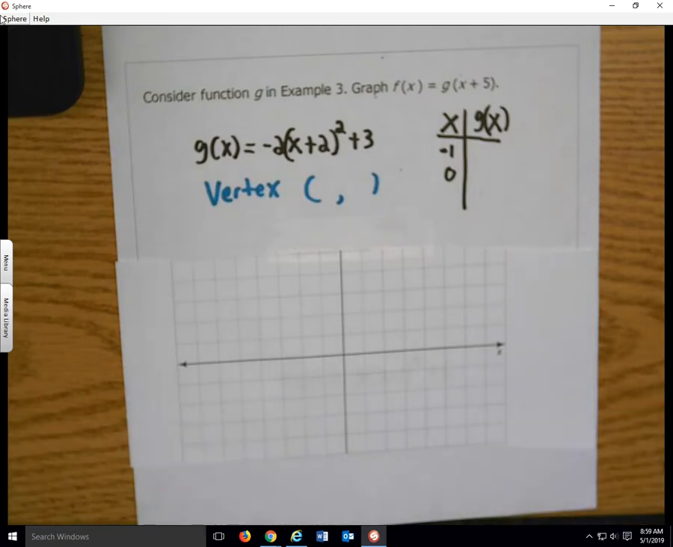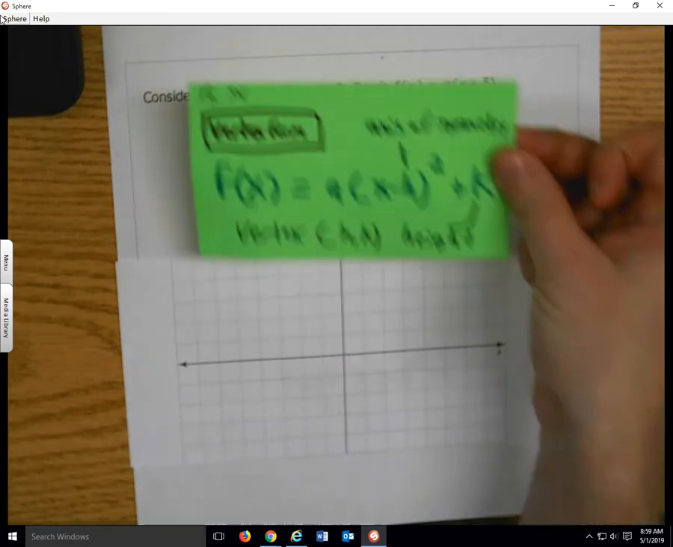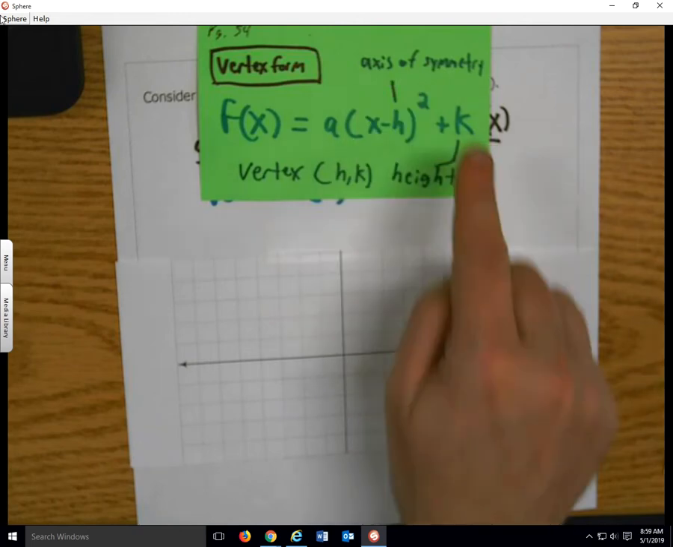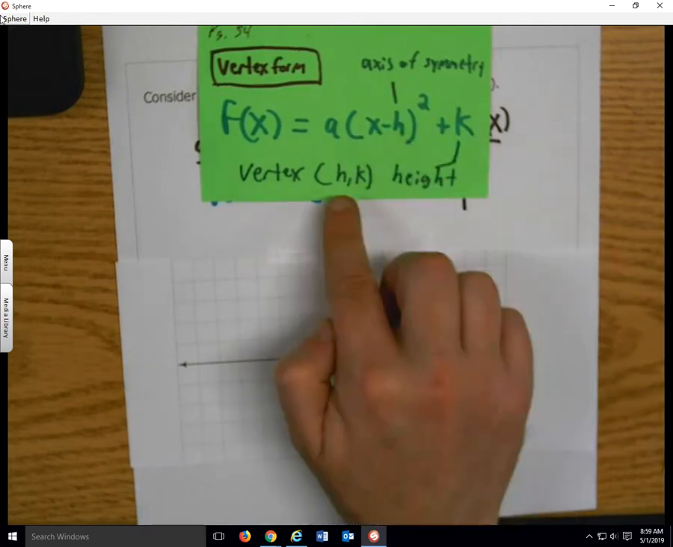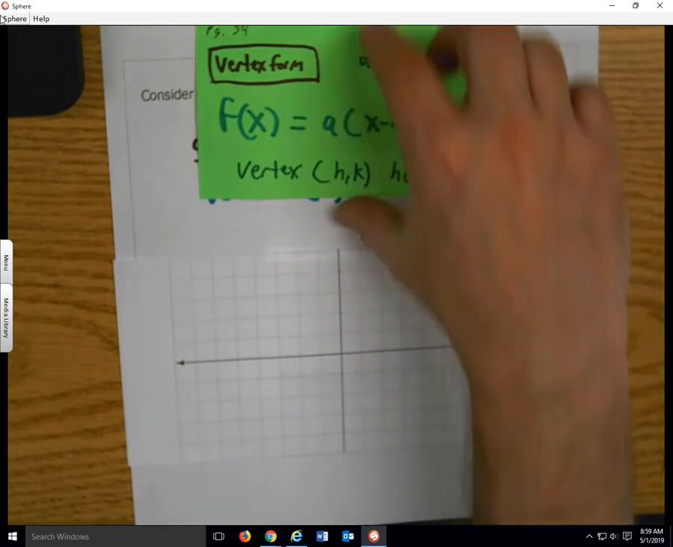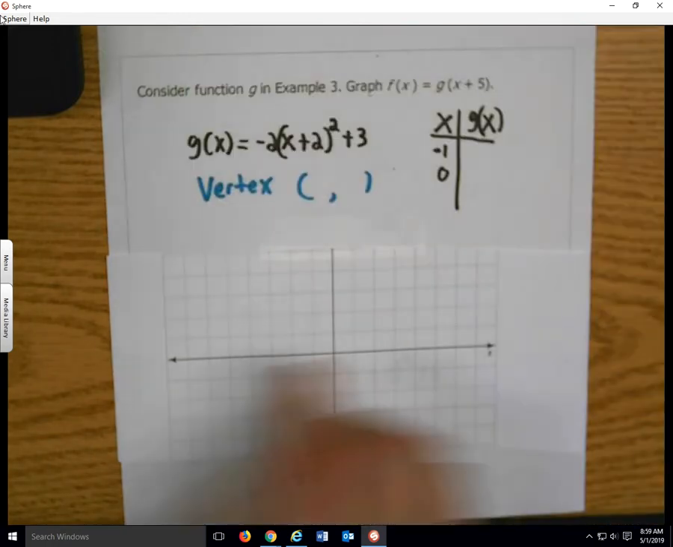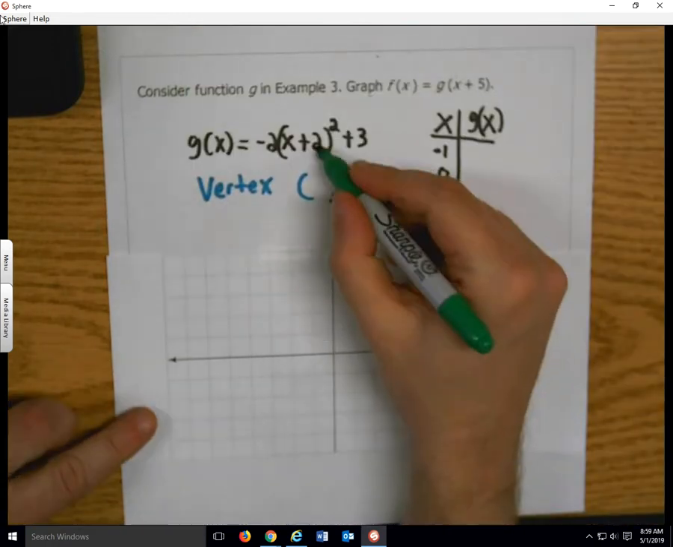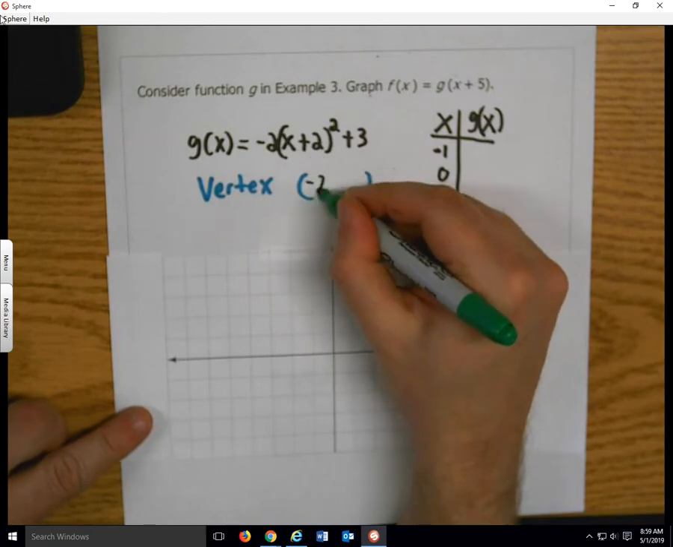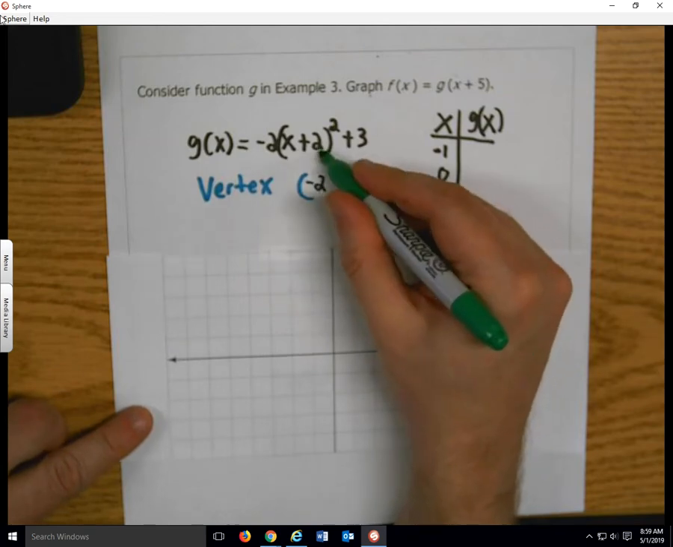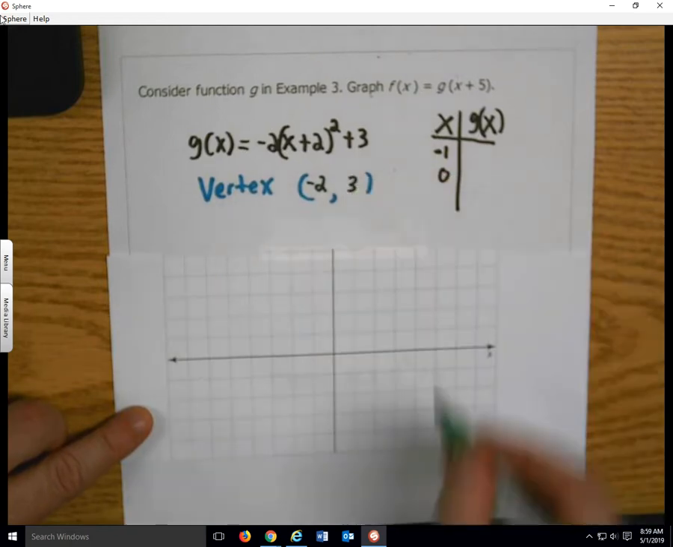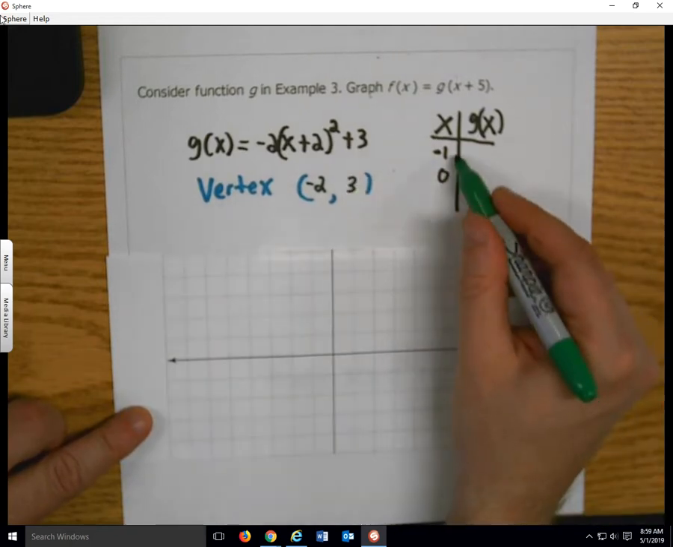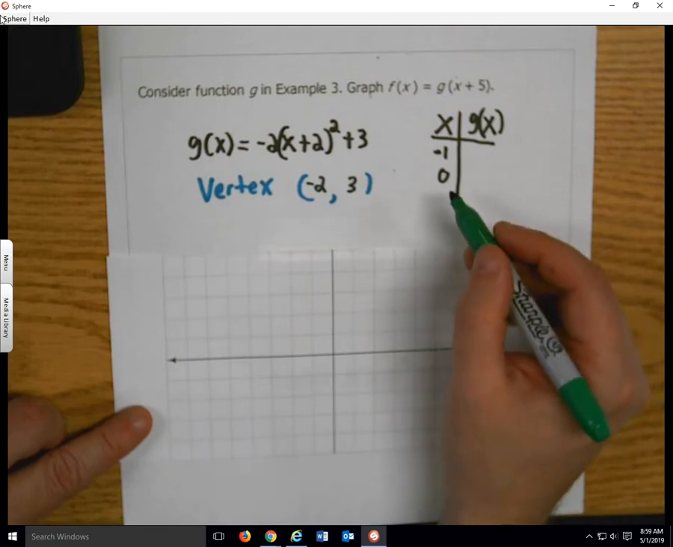Again, it's this formula that we've gone over many times, vertex form, where the axis of symmetry is going to be negative h, the h, and the k will be the height. So looking at this one, a negative 2, because it's a 2, you do the opposite, and the height would be a 3. Our vertex is done.